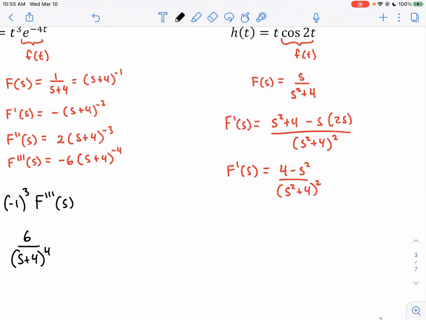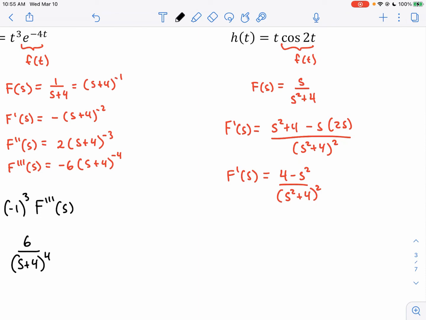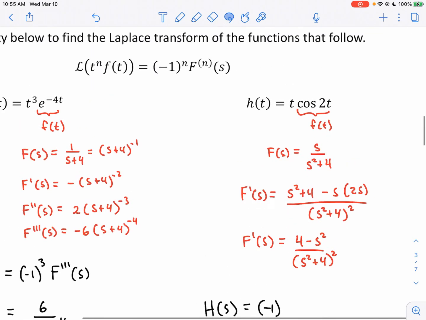Now we go back to doing the Laplace transform of the little h function. So capital H of s will be equal to negative 1 raised to the n, where the n is the power that's on the t.